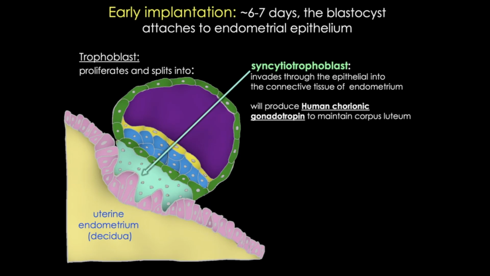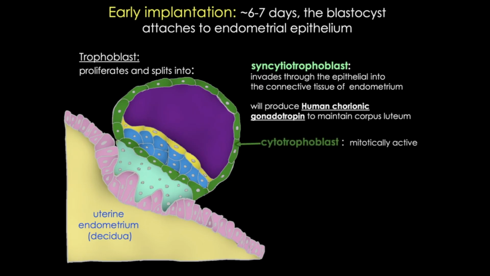Now this tissue will undergo epithelial to mesenchymal transition, it will produce enzymes including matrix metalloproteases that will chew up the tissue, and those syncytiotrophoblast cells will invade through the epithelium into the connective tissue of the endometrium or decidua. And this tissue is also going to produce human chorionic gonadotropin, or HCG. And this hormone will maintain the corpus luteum of the ovary. And in turn, that structure is going to produce hormones that maintain the uterine lining and keep the pregnancy intact.